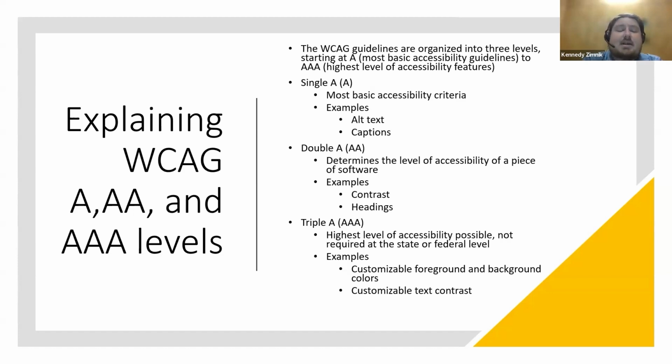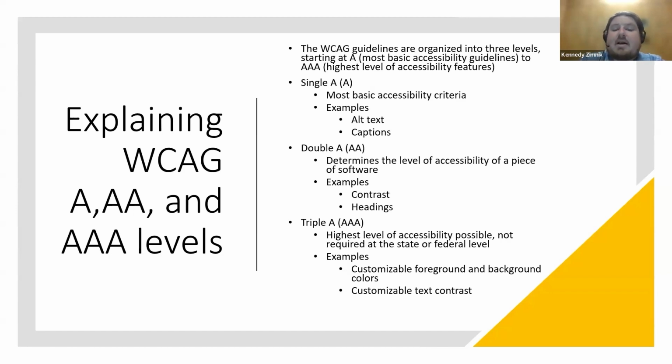AA, this is the standard that we are looking for, that LEAs should be looking for their software to conform to, as AA standards. AA is written as 2 uppercase A's, and determines the level of accessibility of a piece of software. Examples: contrast and headings.